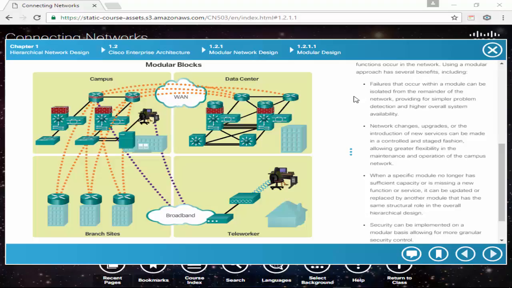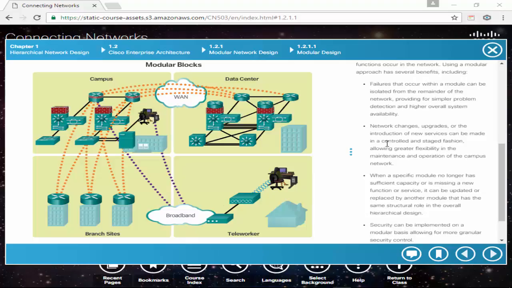Failures that occur within a module can be isolated from the remainder of the network, providing for simpler problems, such as our teleworker. If it goes down, just the people with the VPNs can't do stuff. In this sense, our branch sites, either using WAN connections, it looks like they're probably using VPNs, but their VPNs work, the teleworker module does not, so everybody's still up and running besides the guys off-site.